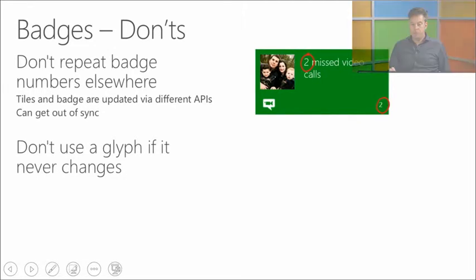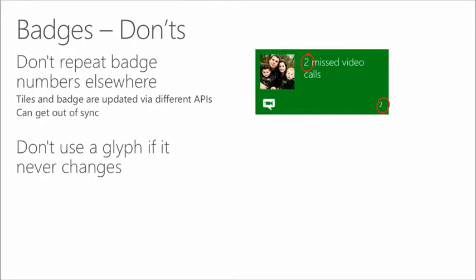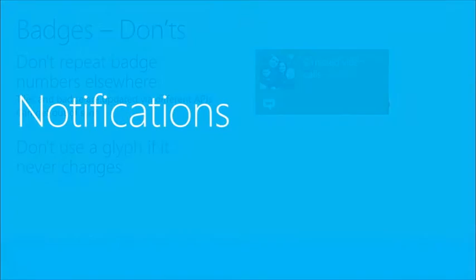Another thing that you shouldn't do with badges is have a badge there and have the information in the tile. So in this case, there are 2 missed video calls, and there's also a badge saying 2. Again, that is too much double information there. Either use the badge, or use it in the text. And don't use a glyph if it never changes. So don't use a glyph just because you can, but really make it a live experience for the user.